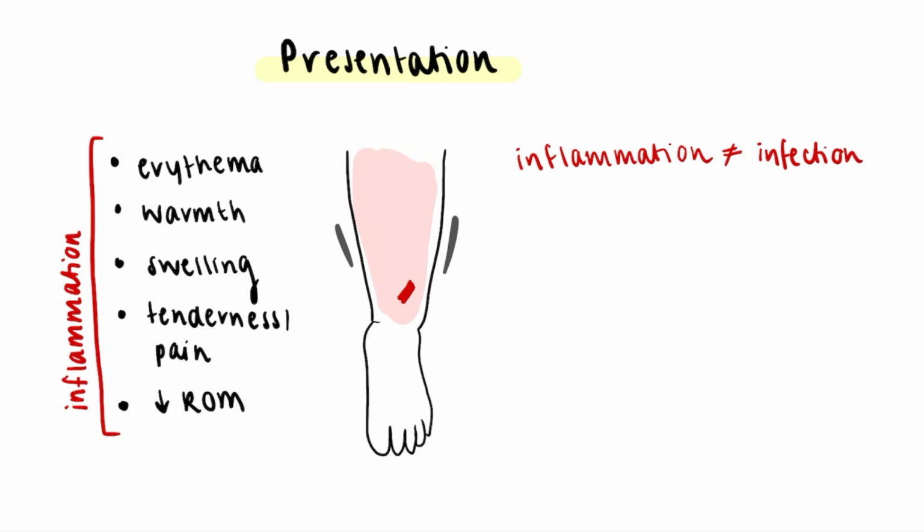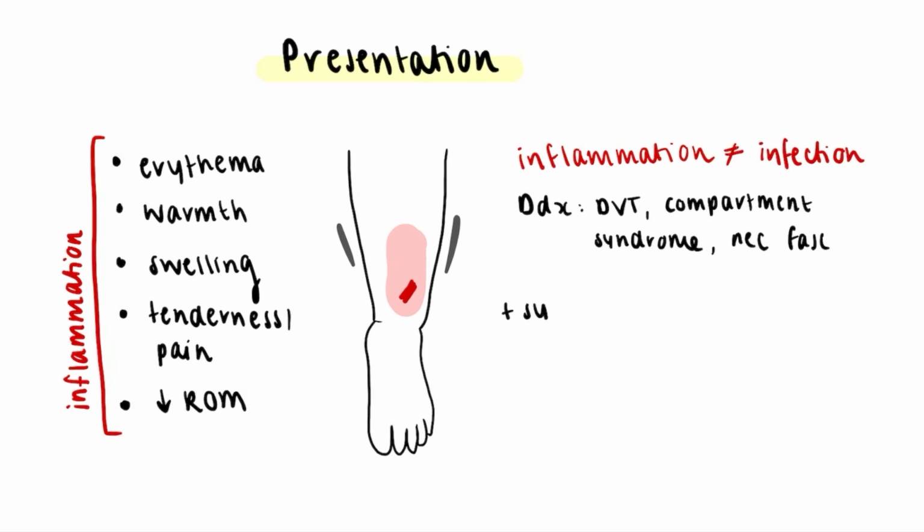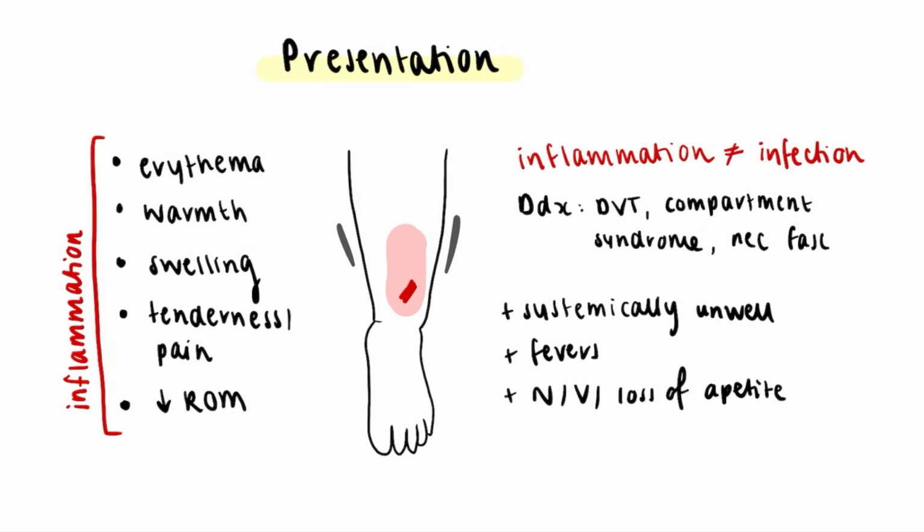It is important to rule out differential diagnoses that can also present with inflammation. Examples include deep vein thrombosis, compartment syndrome, or alternative infections such as necrotizing fasciitis. In cellulitis, the area of erythema is typically less distinct, with the more superficial erysipelas being well demarcated. In addition to the characteristic inflammation, individuals with cellulitis tend to be systemically unwell, with fevers commonly preceding the skin changes, as well as nausea, vomiting, reduced appetite, and fatigue.